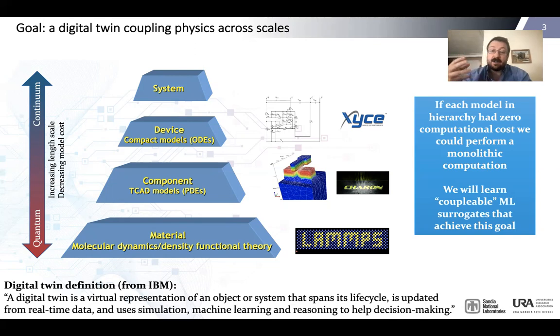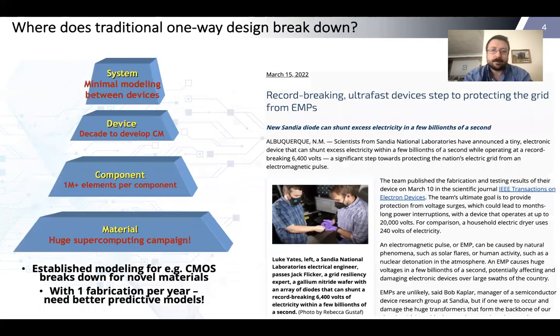But we can imagine that if somehow we could make each of them free, we could attempt a monolithic computation, where you couple them all together. Now you can see, when you turn a knob on parameters of the material part, how that's reflected up through the entire hierarchy. And so what we're going to explore is how machine learning can be used to achieve surrogates that can achieve that goal.